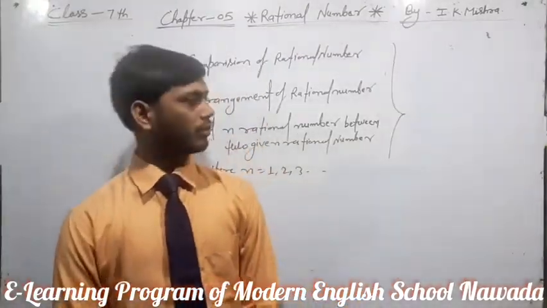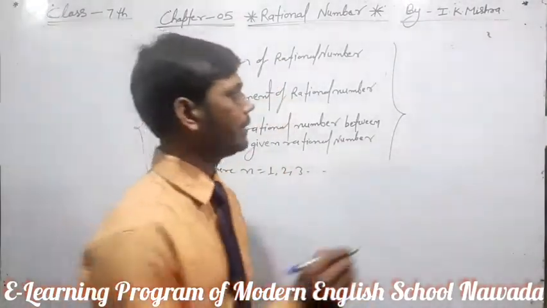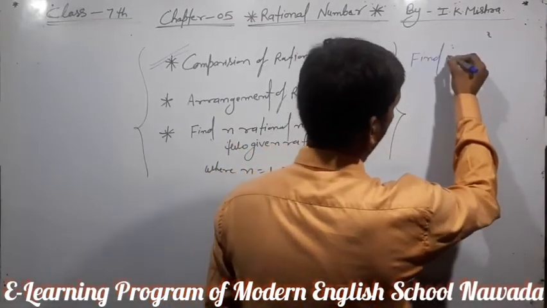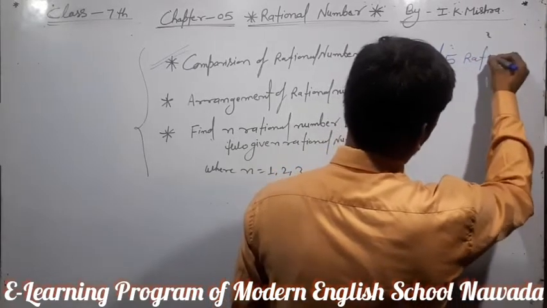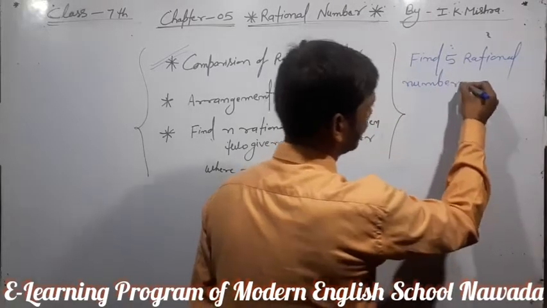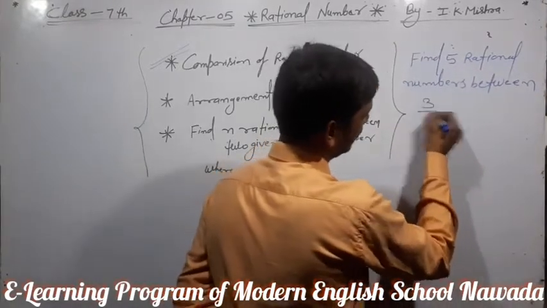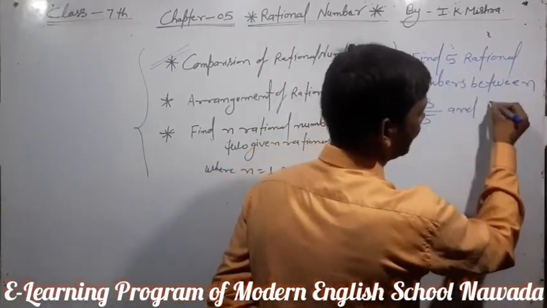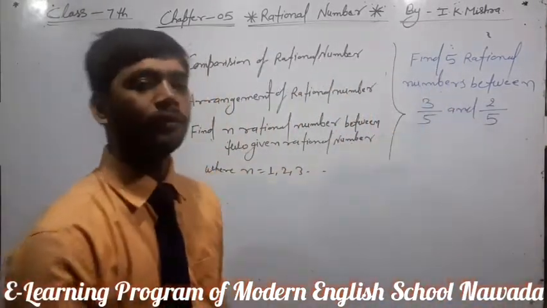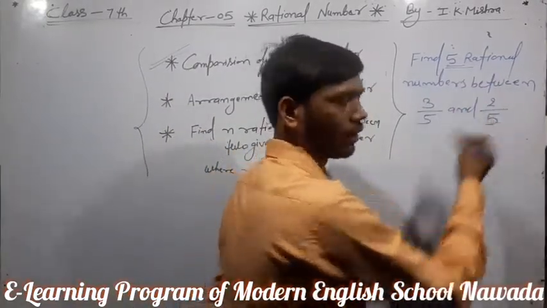Students, suppose we have to find 5 rational numbers between 3 by 5 and 2 by 5. Here we have to find 5 rational numbers between two given rational numbers.